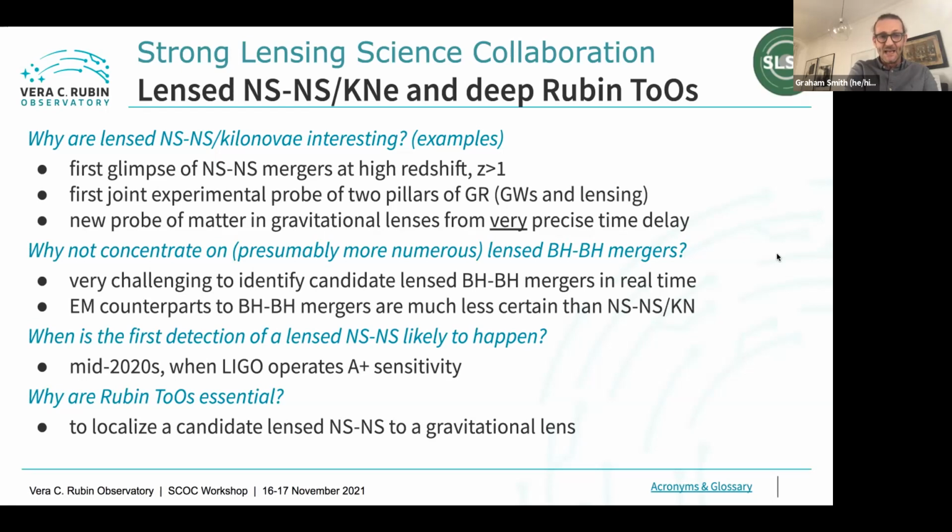And I think Igor and Rafa have covered it very nicely. Why is Rubin TOOs essential? Well, it's to actually find the kilonova and to localize it. In this case, to a lens as opposed to a local host galaxy. But the analogy is very close. Hopefully, you'll see in a moment. Next slide, please.